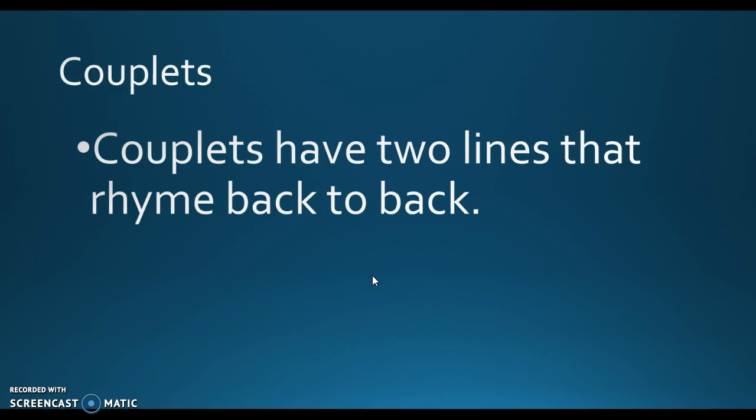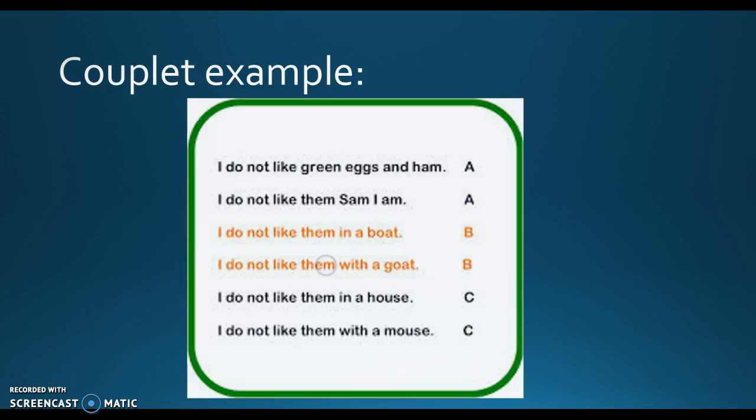Couplets are basically lines that rhyme back to back. So if you're thinking about a poem and the lines rhyme back to back, that is called a couplet. For example, I do not like green eggs and ham. I do not like them, Sam I am. Notice how ham rhymes with am. Therefore, that is a couplet.